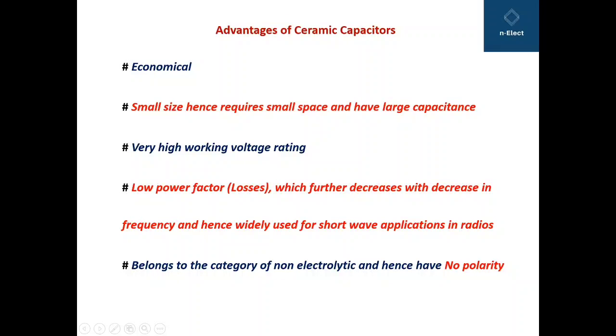I hope the idea of the types of capacitors, that is fixed and variable, and within fixed capacitors, electrolytic and non-electrolytic capacitors, and to be specific, non-electrolytic capacitors like mica capacitor and ceramic capacitor, is clear to you, along with their internal structure and their applications.